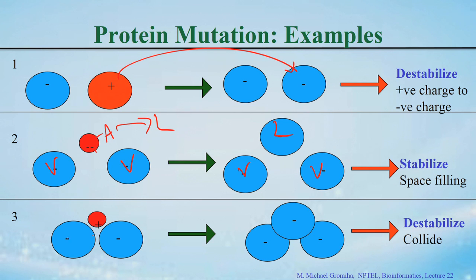On the other hand, if there are two valines here and the alanine is here, and you mutate alanine to leucine, A to L, then what will happen? There is no space for leucine to be accommodated here, because there is very little space where only alanine can fit. So, this will create steric hindrance and destabilize the particular protein. So, the stability of a protein upon mutation depends on which residue you mutate, as well as where you mutate that particular residue.